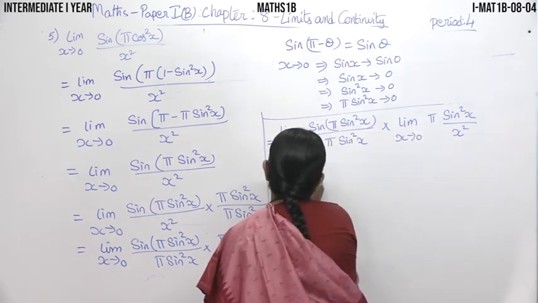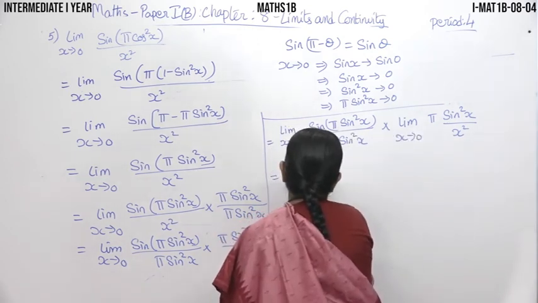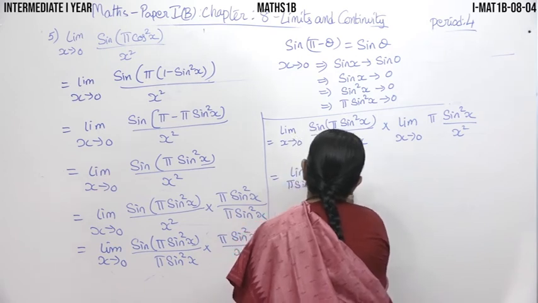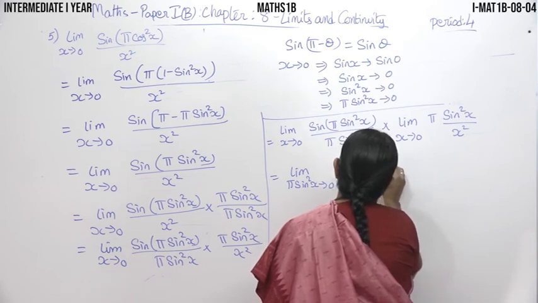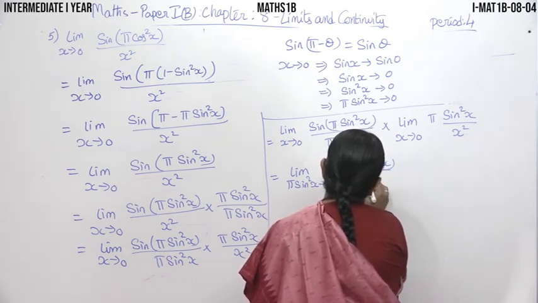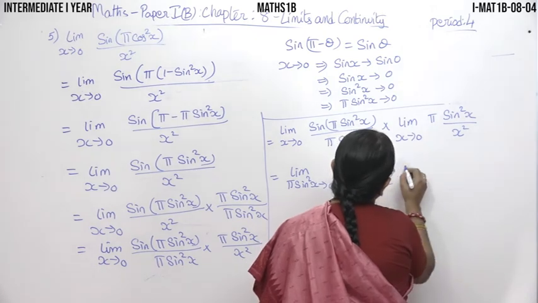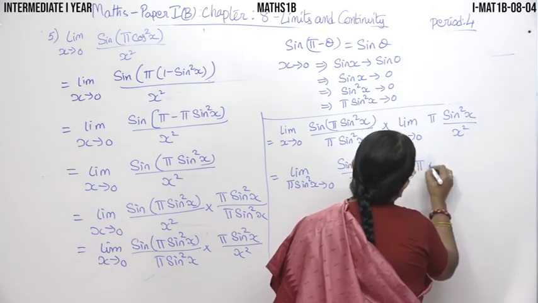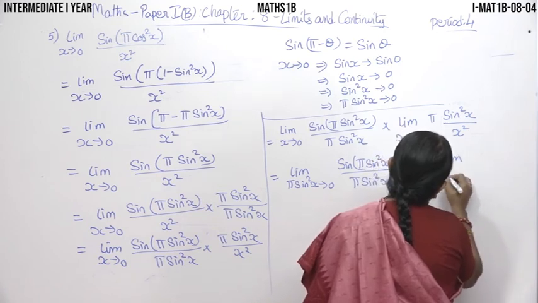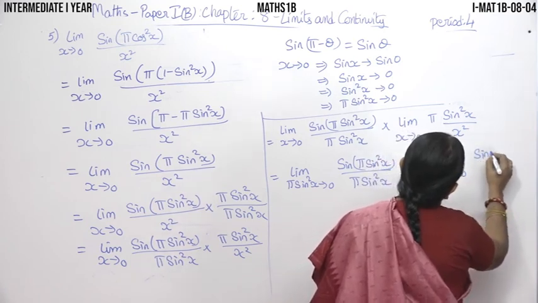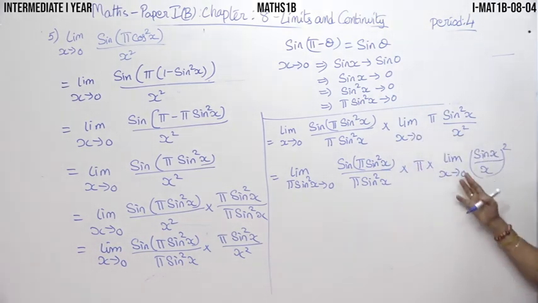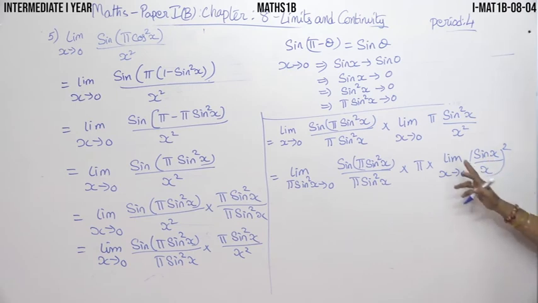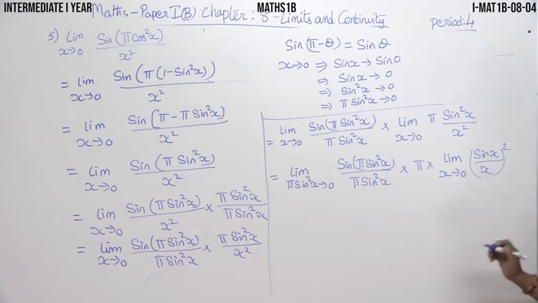So we'll write this is equal to limit of pi sin square x tending to 0 of sine of pi sine square x by pi sine square x, into this pi we'll write outside, pi into limit of x tending to 0 of sine x by x whole square. So now we know that limit of sine x by x is 1, so I can put brackets here and write whole square. So this limit is 1. So that is not necessary.